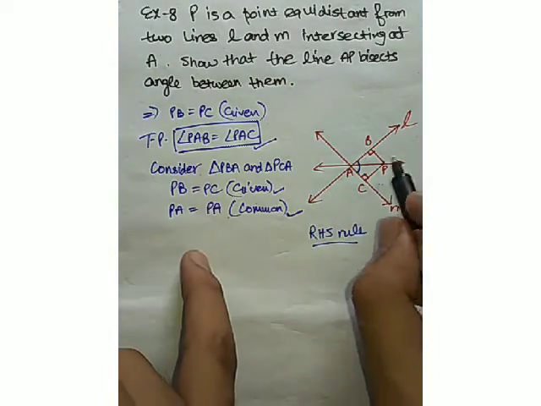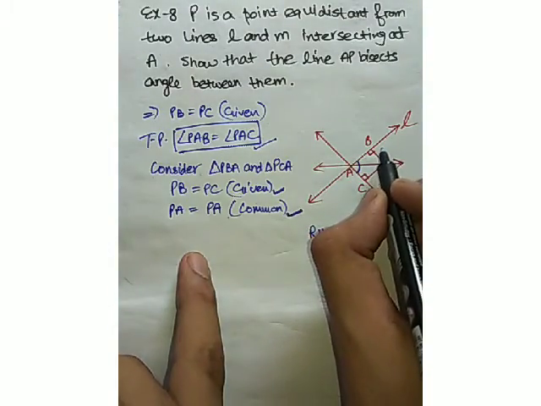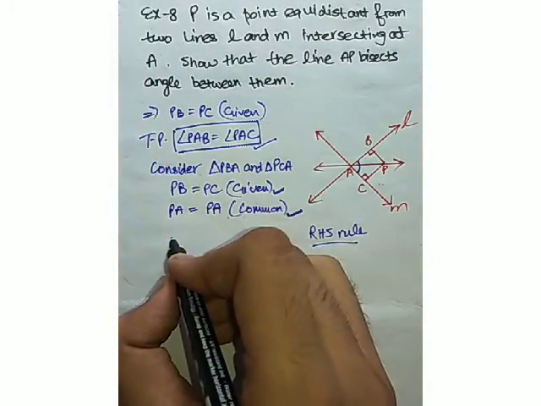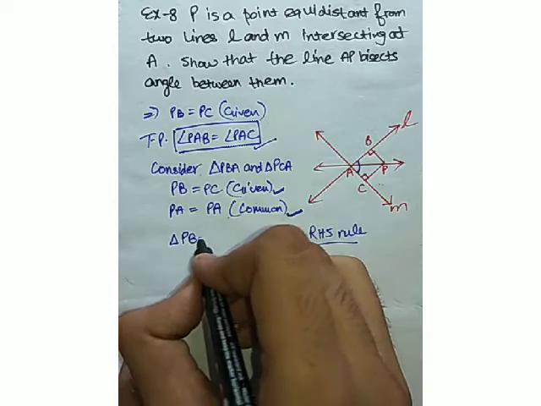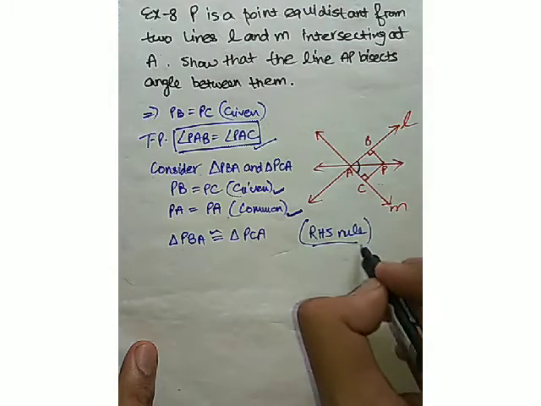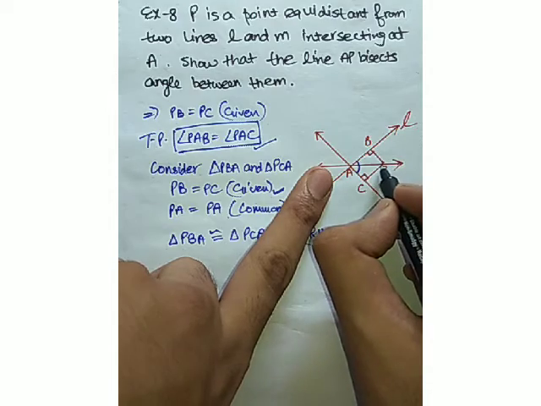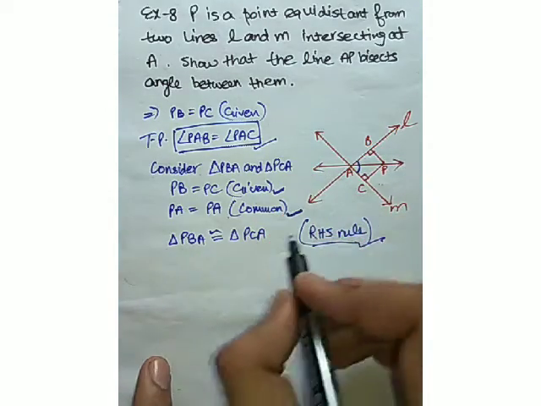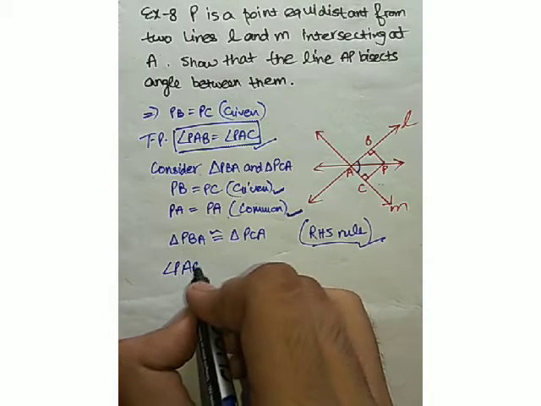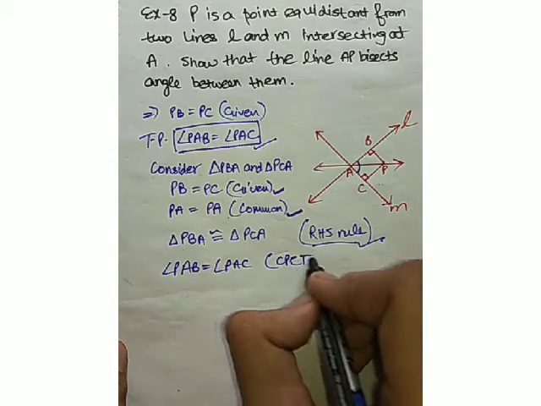Now we have just studied that if the hypotenuse and one side of one right angle triangle is equal to the hypotenuse and one side of the other right angle triangle, then ultimately the two triangles are congruent to each other by using the RHS rule, provided it is given that angle PBA is equal to angle PCA, which is 90 degrees. So now two triangles are proven to be congruent. You can easily write angle PAB is equal to angle PAC by CPCT.